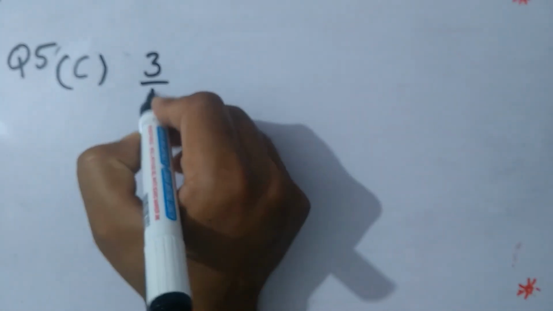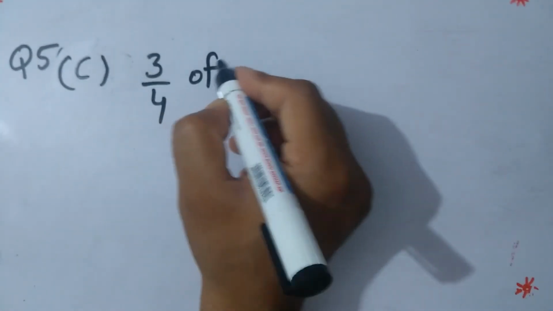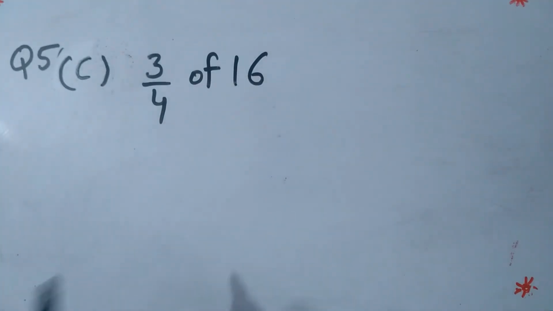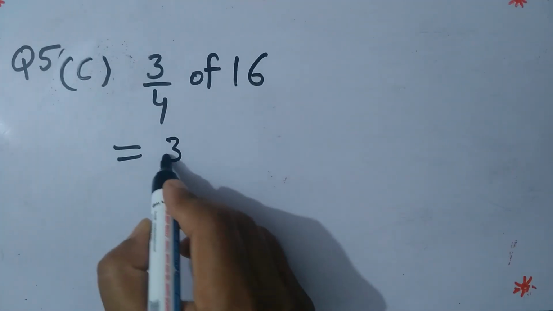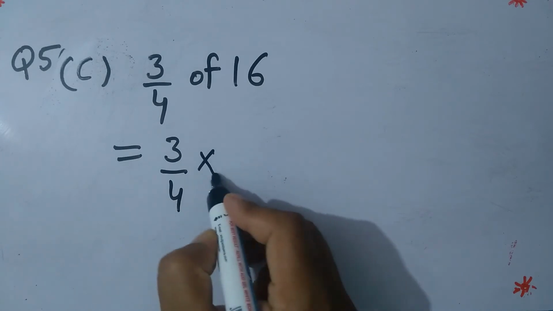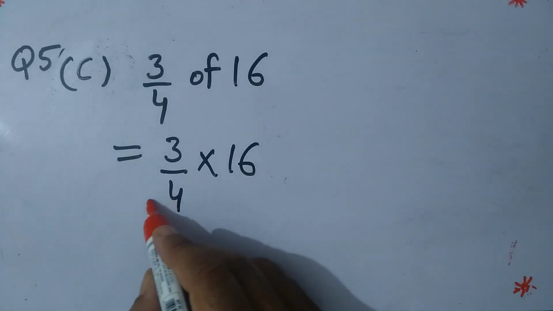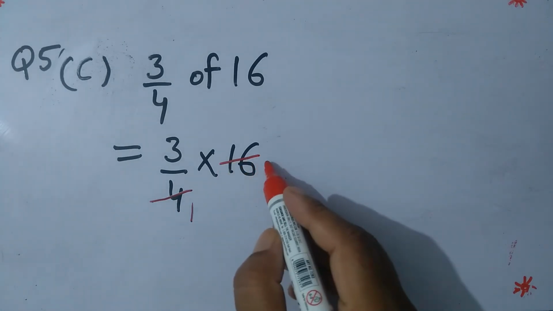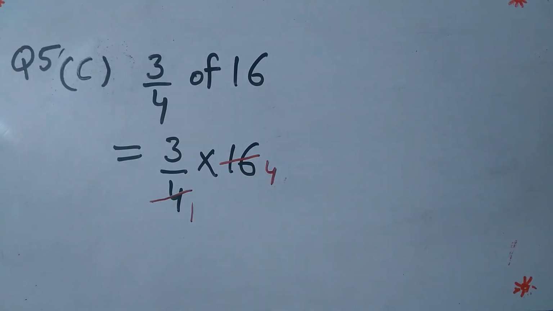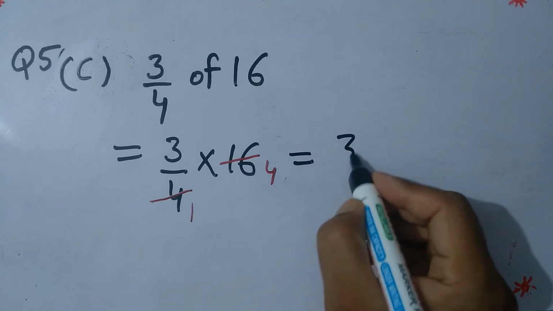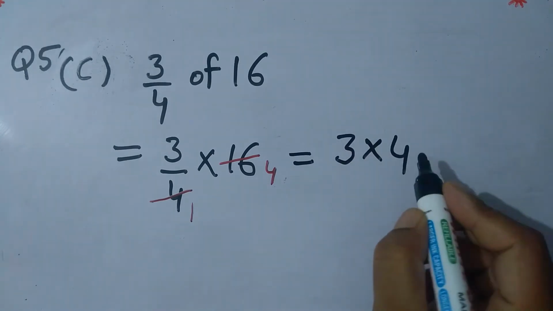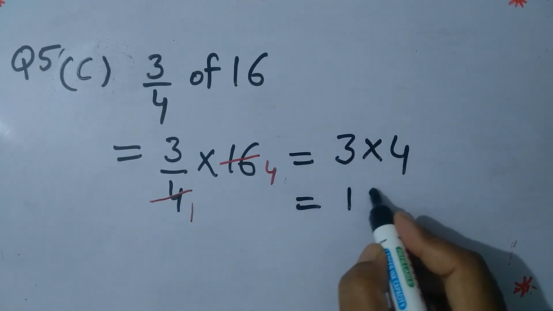Now coming to the C part, 3 by 4 of 16. It means 3 by 4 into 16. So we have 4 ones are 4, 4 fours are 16. So the answer is 3 into 4 equal to 12.